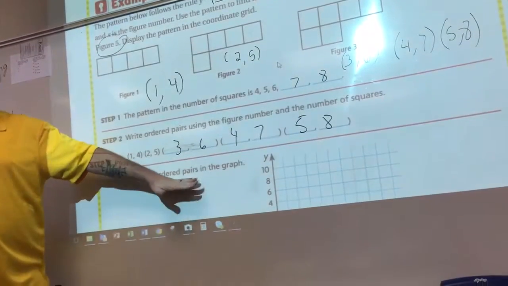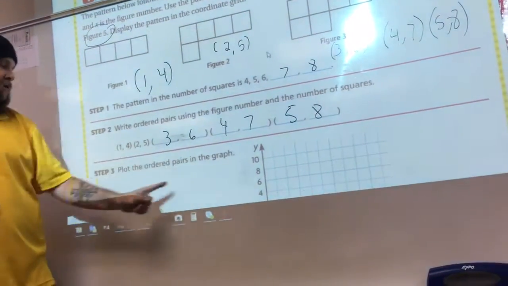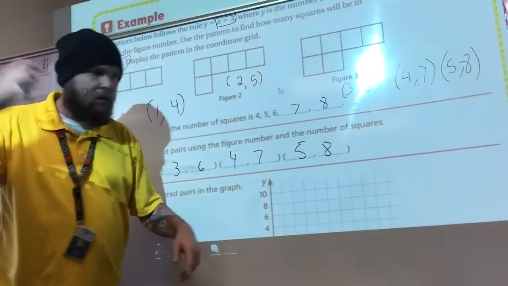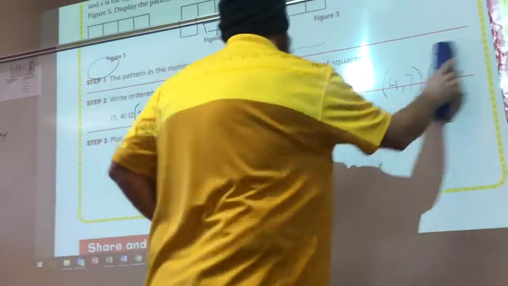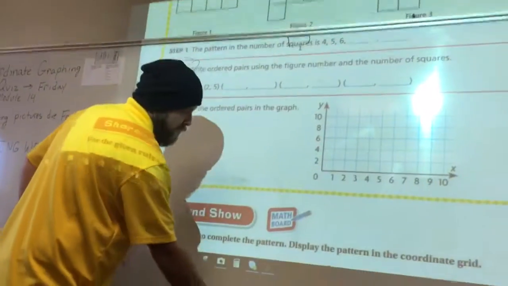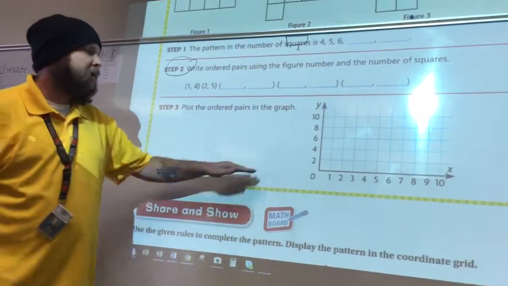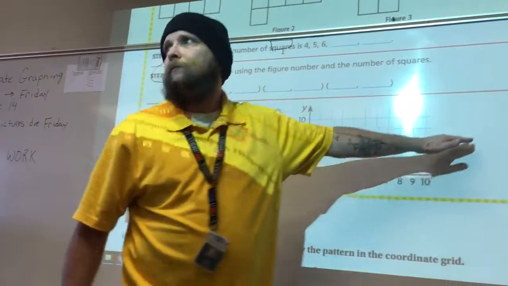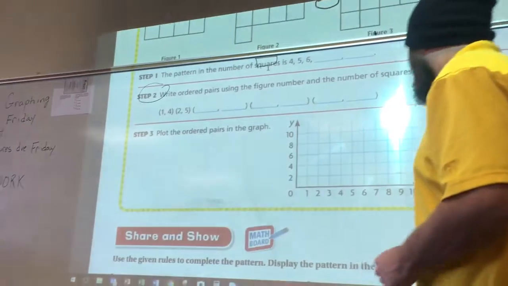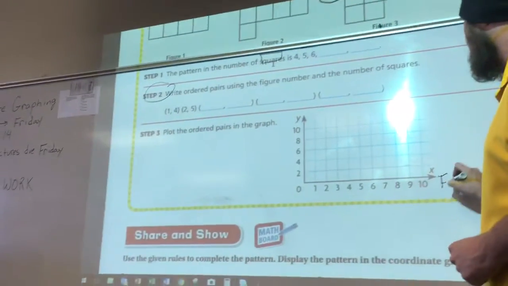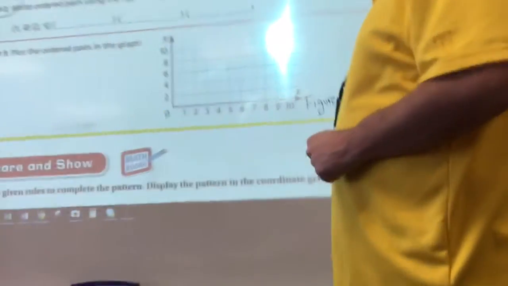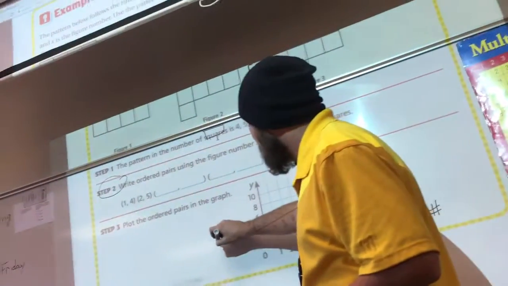Now we're going to graph these points. Plot the ordered pairs in the graph. So Evan, if you'll slide it up. Okay, so we're going to plot the ordered pairs in these graphs. Again, the x is what? The first number stands for what? The first number is the figure number. The y is the number of blocks.